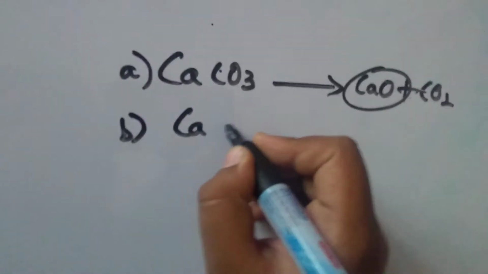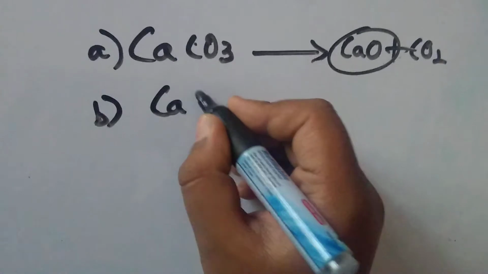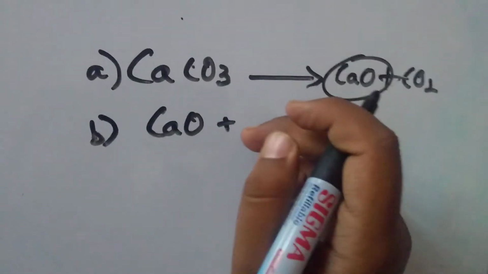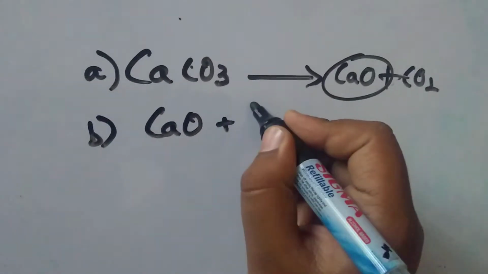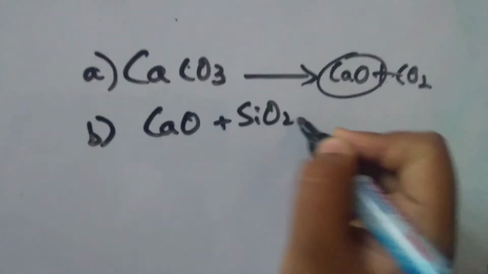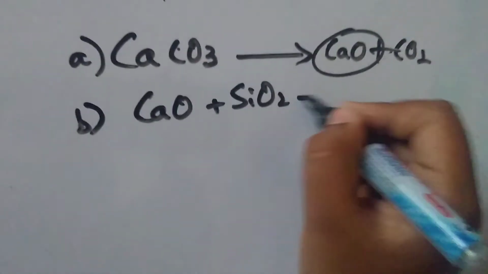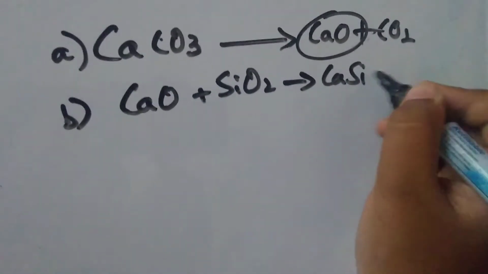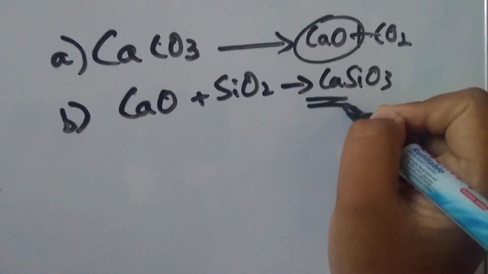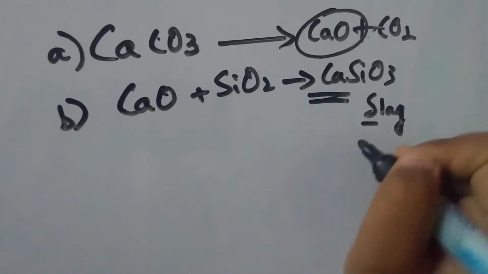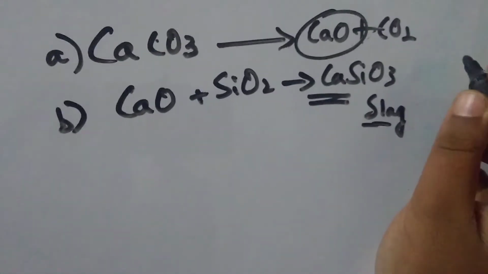The quicklime combines with silica. The silica is the extra impurity which does not go in the concentration; it combines with silica, which is nothing but sand, to form calcium silicate. Now this calcium silicate is nothing but slag. Slag is nothing but calcium silicate.